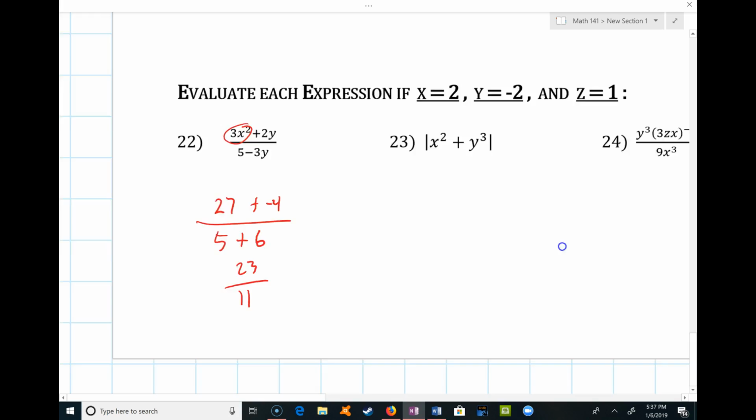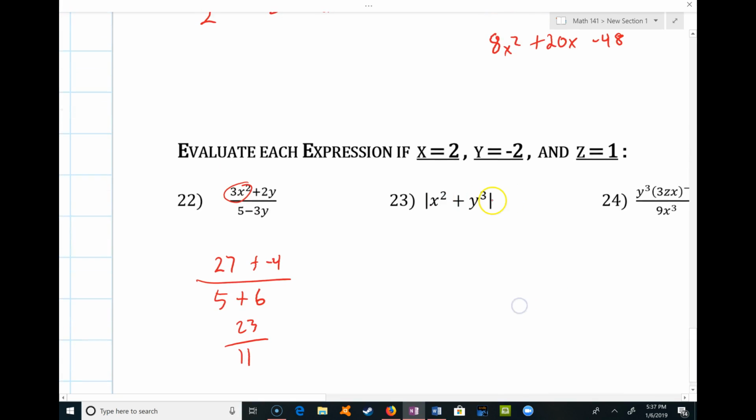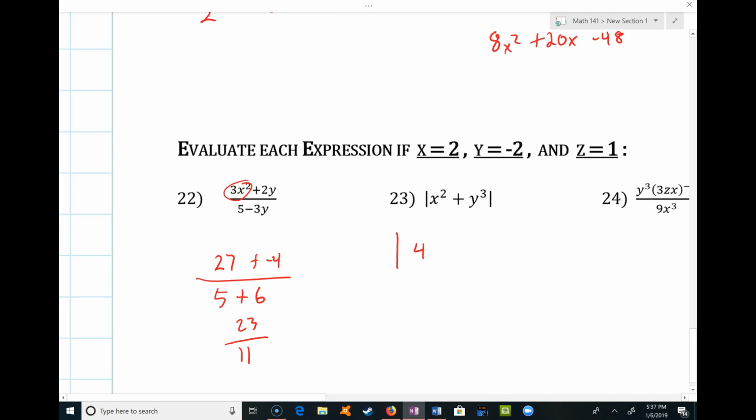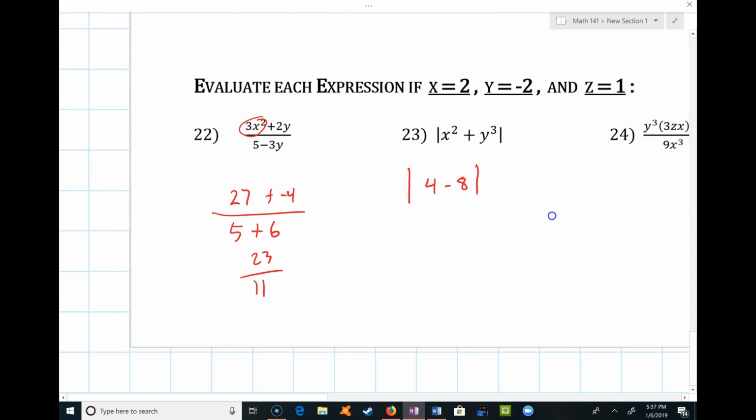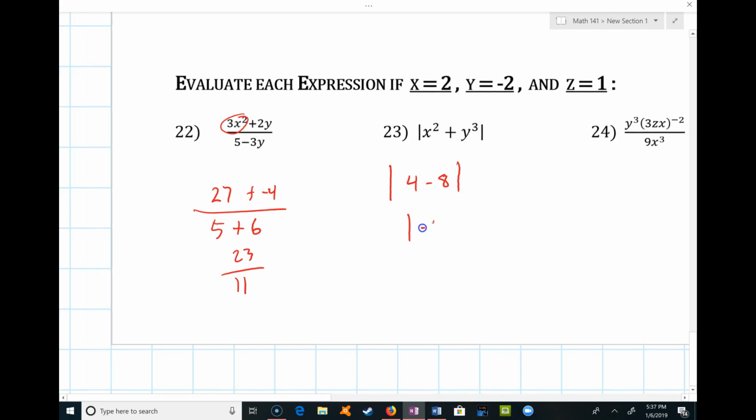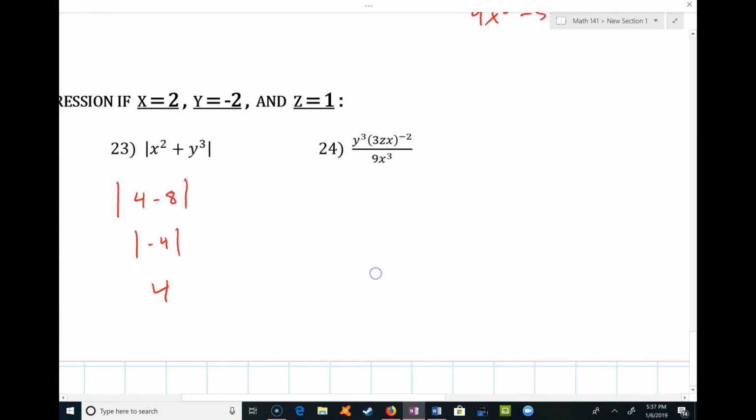Right? Here, those are little symbols. If you don't recognize them, they are absolute value. So x squared is 4, negative 2 cubed is, no, negative 8. So that'd be 4 minus 8, which would be negative 4. But of course, the absolute value of negative 4 is 4. And one more.